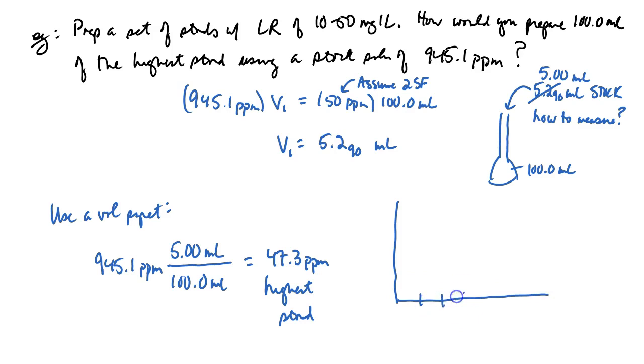So remember, we were going to have a set of standards, and rather than our highest standard being 50, it's going to be 47.3 ppm, and then you'll be measuring the signal of those standards. So the point is, the concentration doesn't have to be exactly 50, you just have to know exactly what you prepared. So this example of dilution might have been more appropriate for lab. I hope you enjoyed it, and thanks for listening.